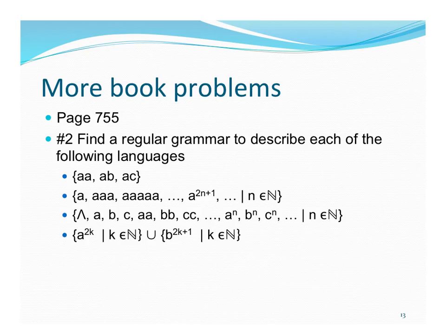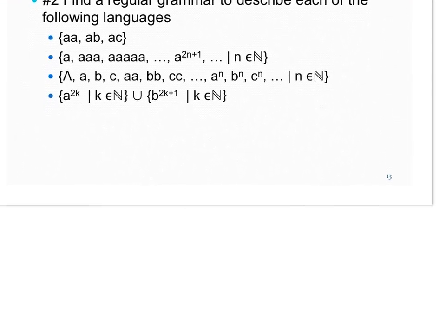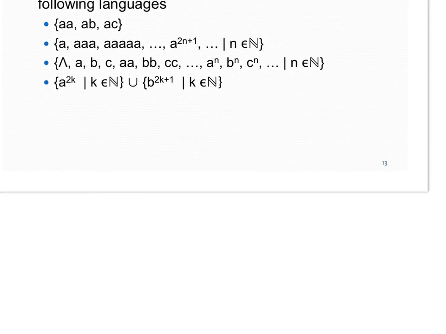All right, some more problems from the book. Let's slide this up a little bit. Find a regular grammar for each of these. So we'll start with purple. This one's easy, right? This is just a finite number of strings. So we could say, maybe I'll start with A here, and I'll say A goes to AA or AB or AC.